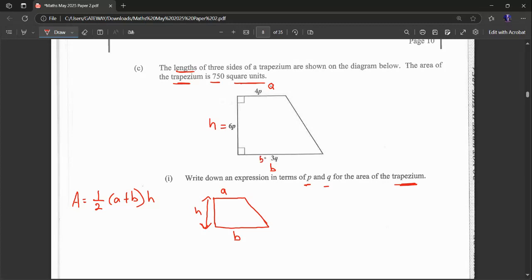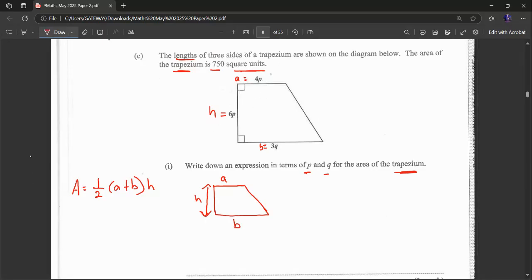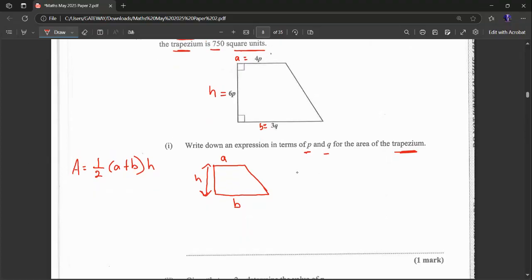I'm going to put B is equal to 3Q, right? And I'm going to put A is equal to 4P. So I'm relating this formula here to the actual diagram in the question. So I'm going to plug this into the formula now. So I have A is equal to half times (A plus B), which is 4P plus B, which is 3Q, times H, which is 6P.